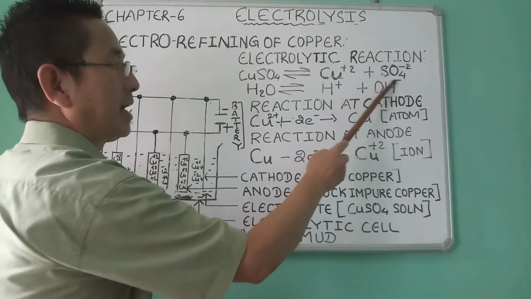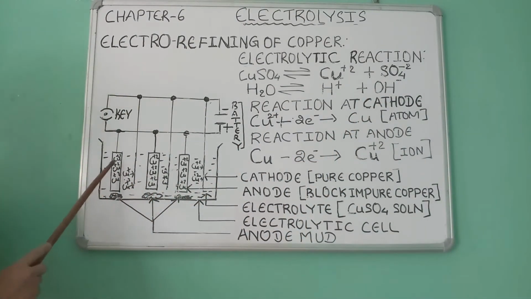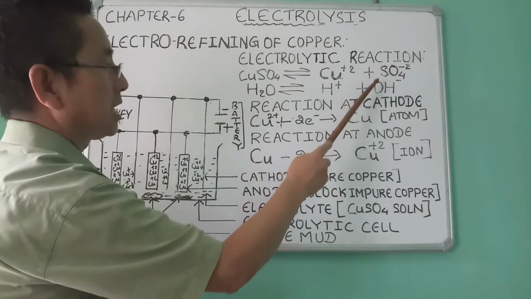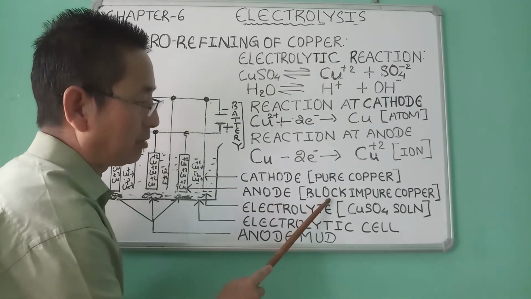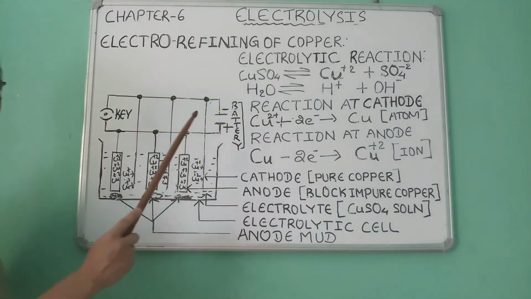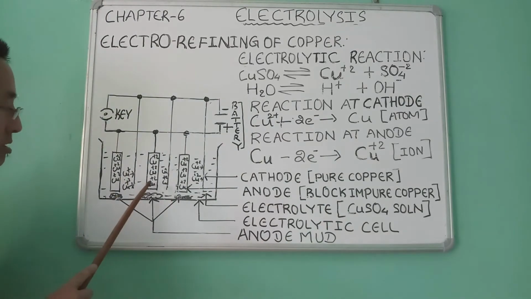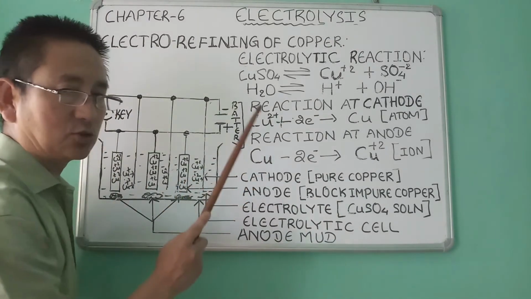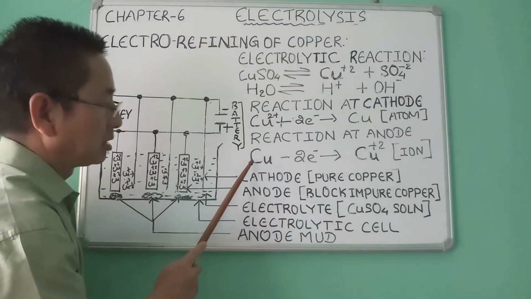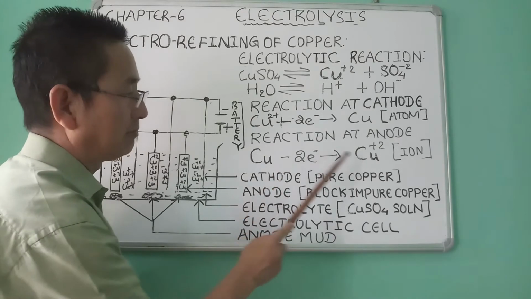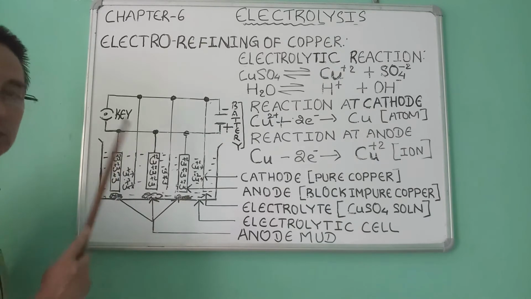There are two negative ions, sulfate ions and hydroxyl ions. Both of them migrate towards the anode. None of them discharge at the anode due to the nature of the anode. The anode is made up of a block of impure copper, which is an active electrode. Rather, the copper atom loses electrons and forms copper ions. Therefore, reaction at the anode: copper loses electrons and forms copper ions, and these copper ions are added into the solution.